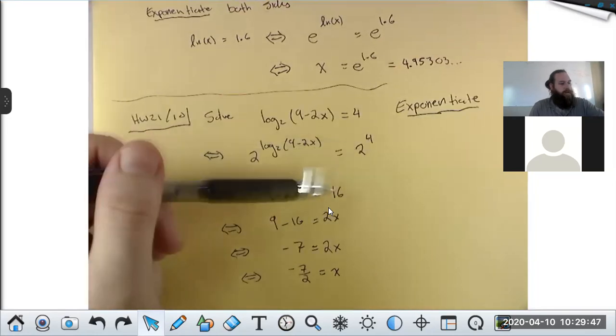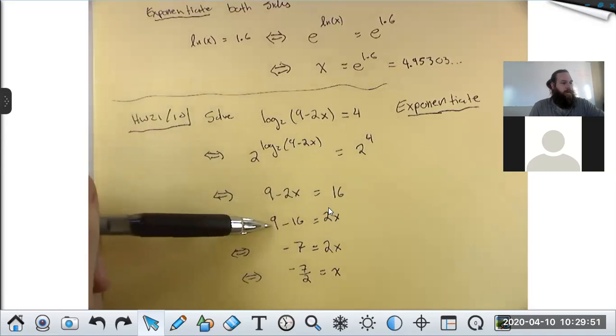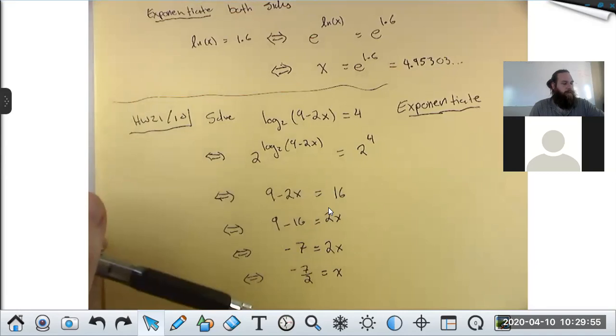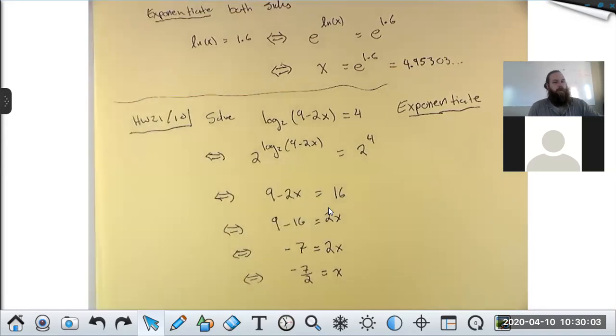And this thing is just a number. I can handle it. And then from here to here, I did 2 little algebra steps. I added 2x to both sides, and I subtracted 16 from both sides. 9 minus 16 is -7. And then -7 divided by 2 is -7/2. Questions on this one?